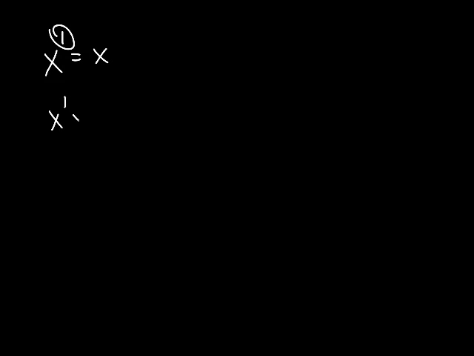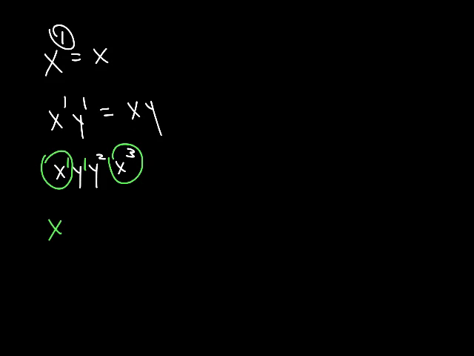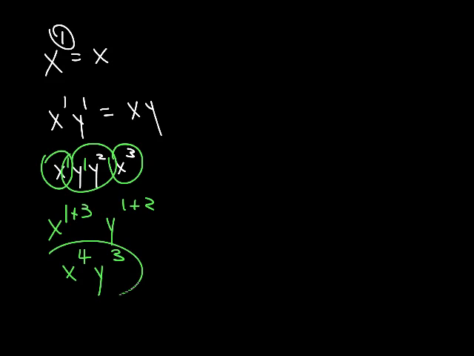X to the 1st, y to the 1st means just x, y. You can just take the 1's off. So when I have something like x, y squared, x cubed, that means that when I have just an x, there's actually a 1 there. When I have just a y, there's actually a 1 there. So that when I combine these two, I get x to the 1 plus 3. And when I combine these, I get y to the 1 plus 2. So I get x to the 4th y cubed for my answer when I do that.